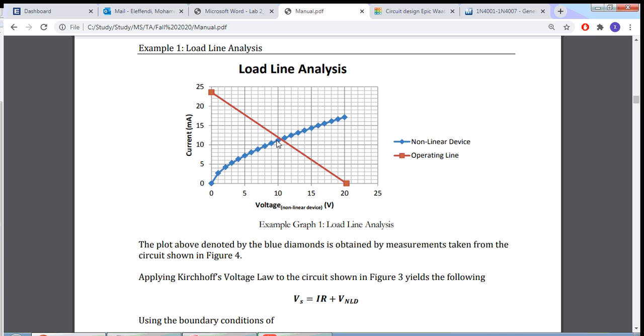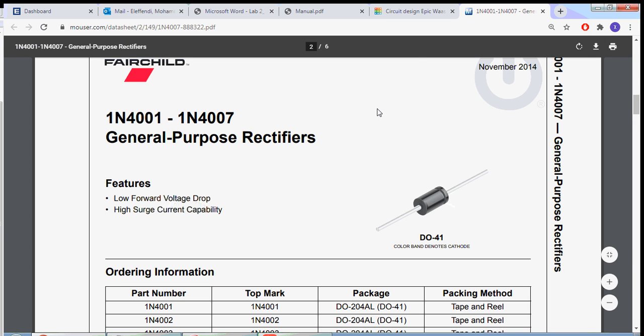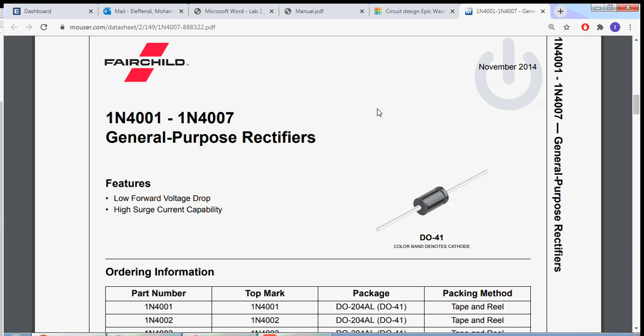Sometimes you can find this curve in the data sheet of the device. So here I have the data sheet for a diode. A diode is an electronic component that only passes current in one direction and blocks it in the other direction. We will deal with an LED in this experiment. An LED is a light emitting diode, so it is a special form of a diode.